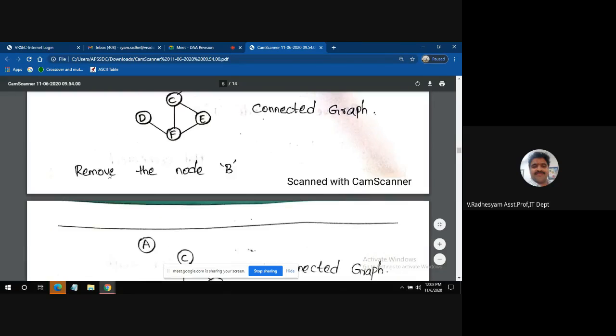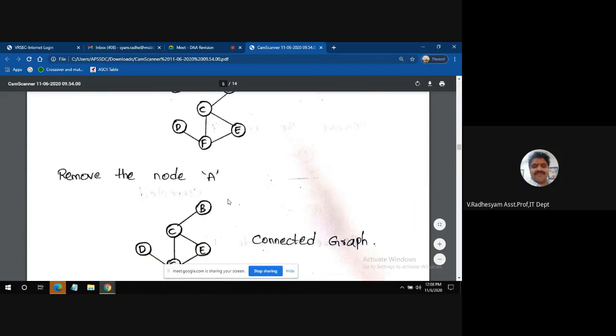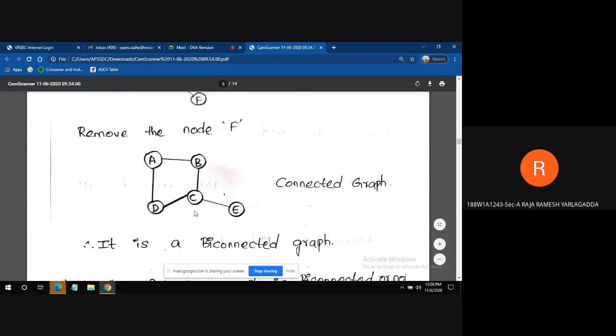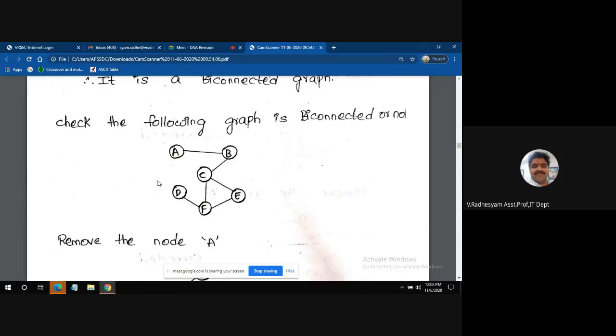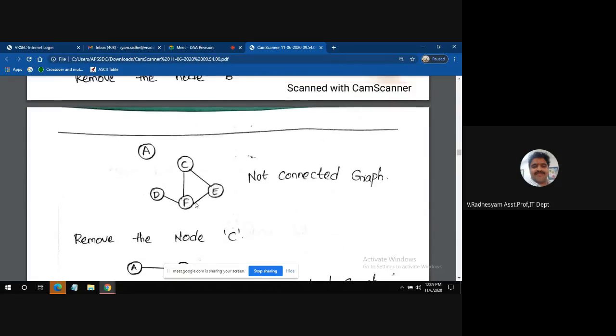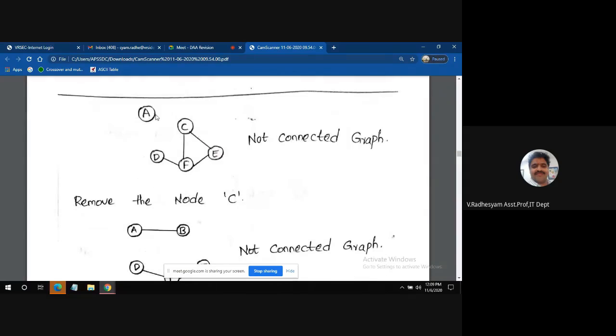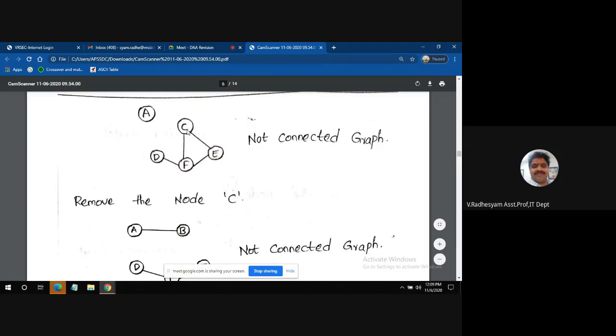Suppose now remove B in this graph. Then A is separated and C, E, F, D is separated. Like this, A is separated. C, E, F, D is separated. You removed B. Yes or no? You removed B. A is separated. C, E, F, D is separated.